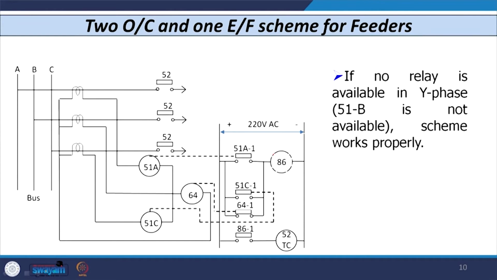So, let us say there is no relay available in the Y phase, that is, 51B, I have removed compared to the previous 3 overcurrent 1 earth fault scheme. So now you can see that if any fault occurs, let us say if an RY fault occurs, though there is no unit in Y phase, in R phase we have a unit 51A. So, 51A operates and the further tripping is given.